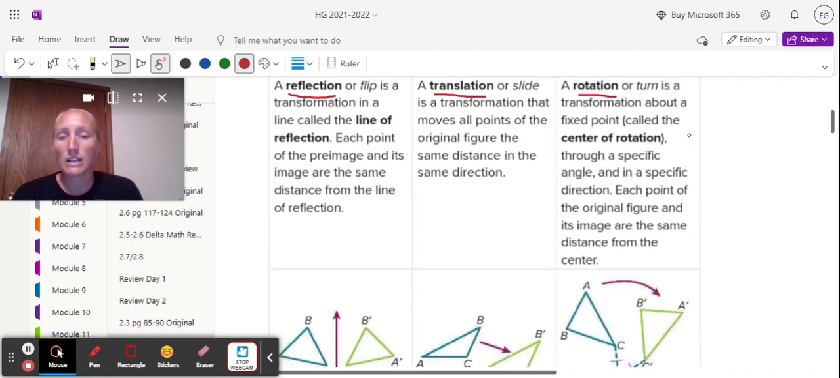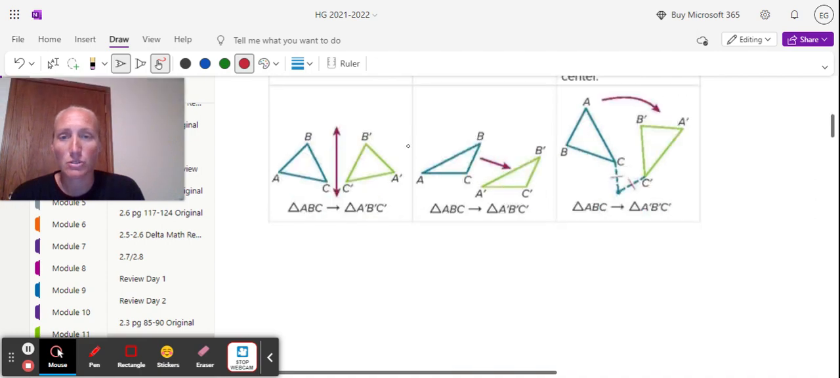Reflection is your simple flip. You see your reflection here. We take one figure and we flip it over a line and we get a new figure. You're starting to see that prime notation there, A to A prime, B to B prime, C to C prime. So that is a reflection or a flip. Here we have a translation or a slide. We took our blue figure and we just slid it down and made it into that green figure. And the last one, we have a rotation.